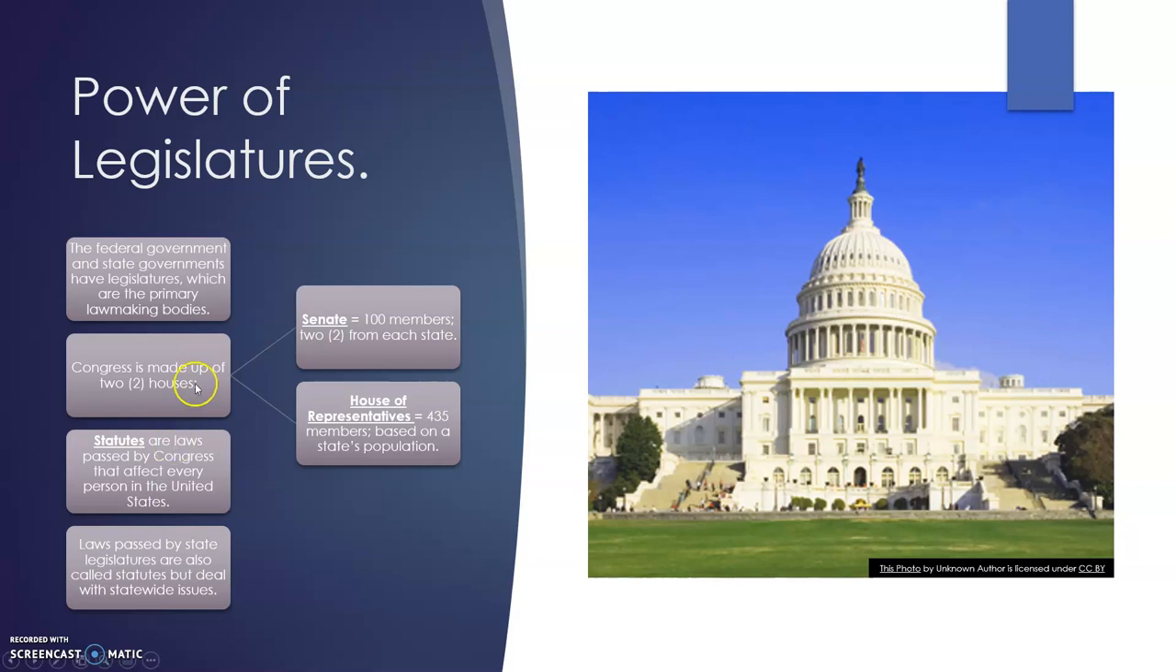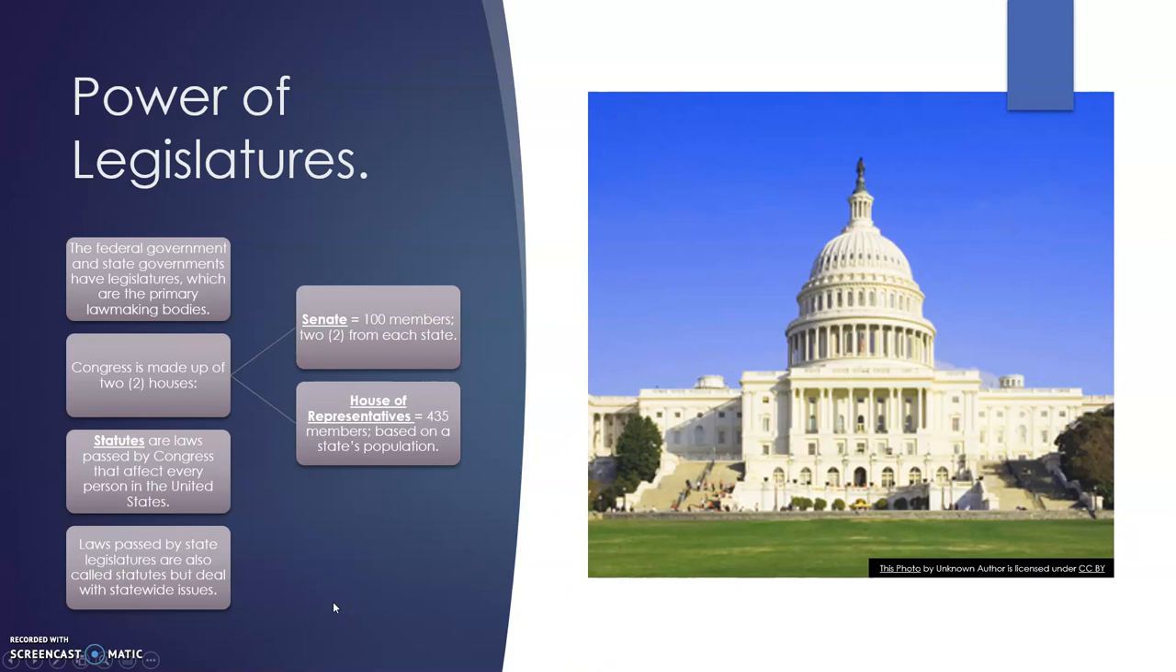We also have the Senate. So the Senate is equal. There are 100 members, and there's 2 from each state. So no matter how big or small a state is, there's 2 from each state. Pennsylvania gets 2 senators. Hawaii gets 2 senators, California gets 2 senators, Texas gets 2 senators, whatever. Everybody gets 2 senators in the Senate, okay?